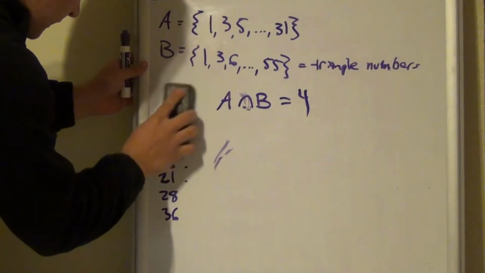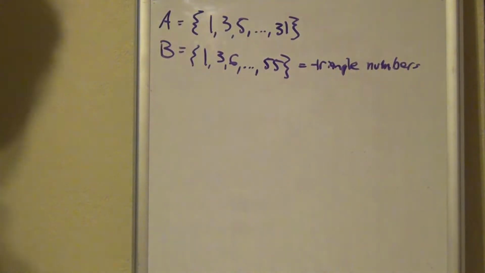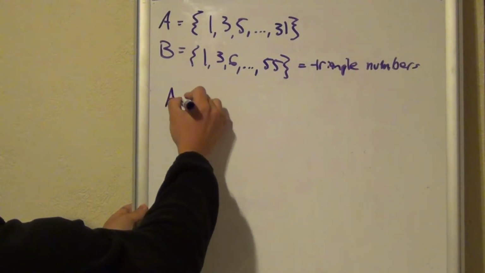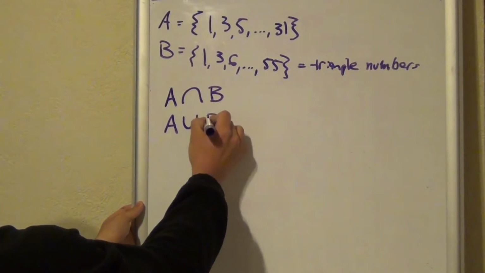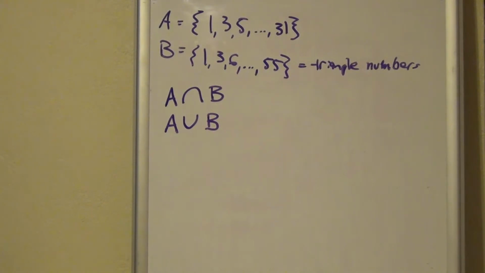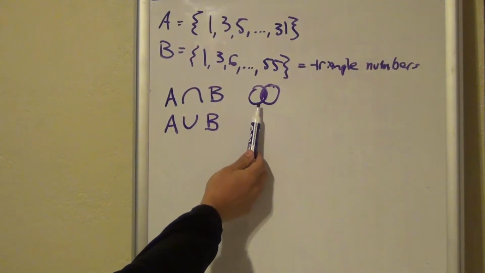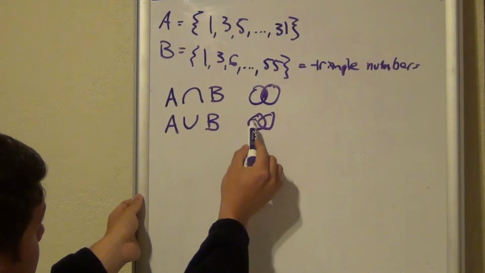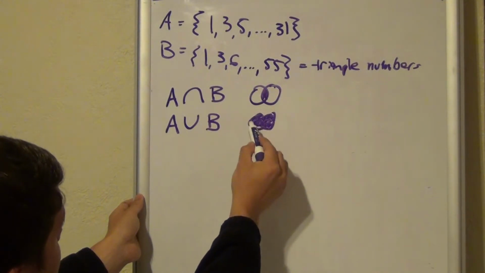Now, for the bonus round. This wasn't given to you on the exam, but it's very likely that you might run into this. What we just did was A intersect B. You can also do A union B. Intersection, we know, is what is in both sets. Union is asking us what is in either set. If it's in A, it counts. If it's in B, it counts.